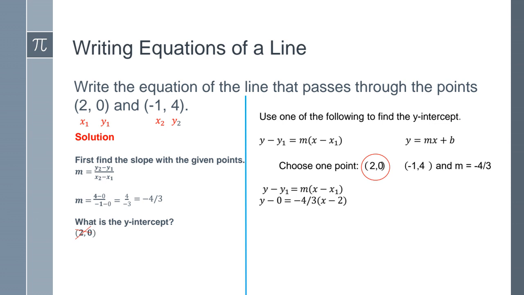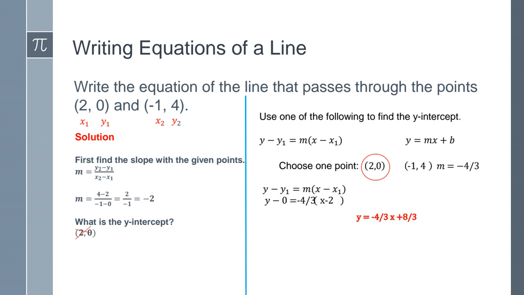Right, so if we use the point 2, 0, in the point slope formula, I'm going to plug in 2 for x and 0 for y. That's why my y1 will be 0, and my x1 will be 2. So it's going to give us y minus 0 equals negative 4/3, parentheses, x minus 2, close parentheses.